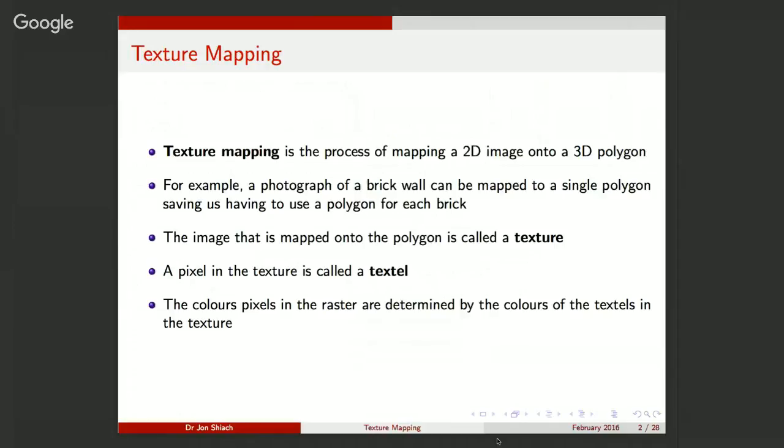The image which is mapped onto the polygon is what we call a texture. Okay, so when I refer to a texture, I just mean a two-dimensional image. That image is what we refer to as a bitmap.